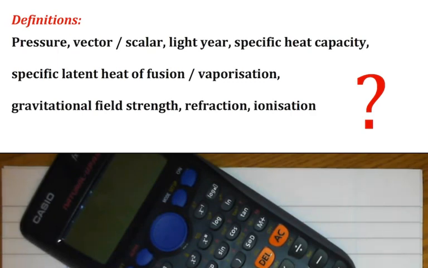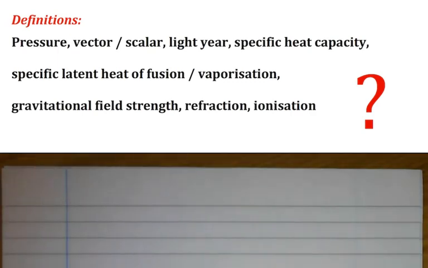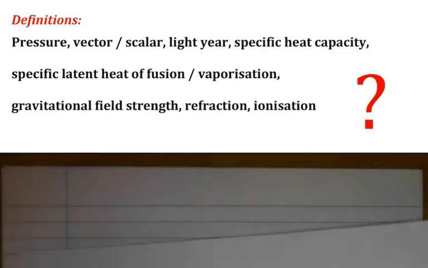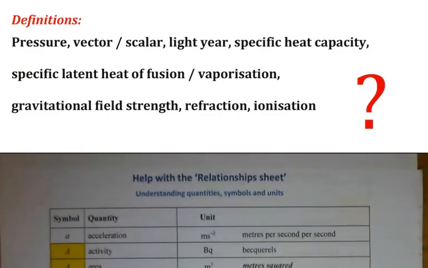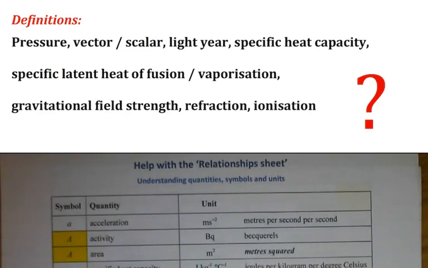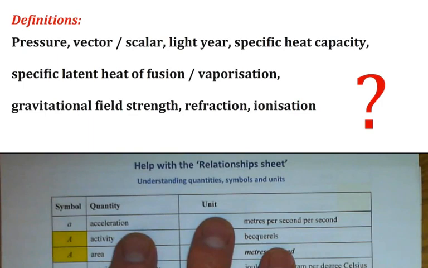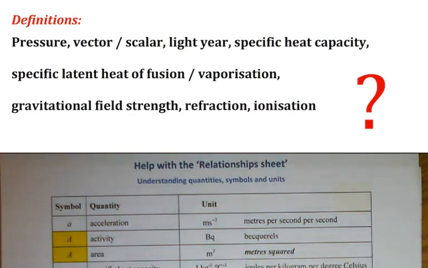Number 4 on the list is to use your relationship sheet. Now, I've said it a few times, this is not the relationship sheet. Of course, you will be given that, so that's one less thing to worry about. There will be one with the exam. But this is a sheet which is on my website, and it's the help with relationship sheet.